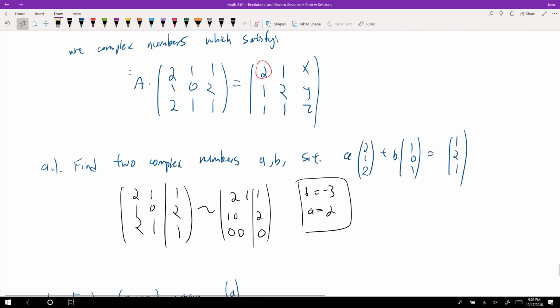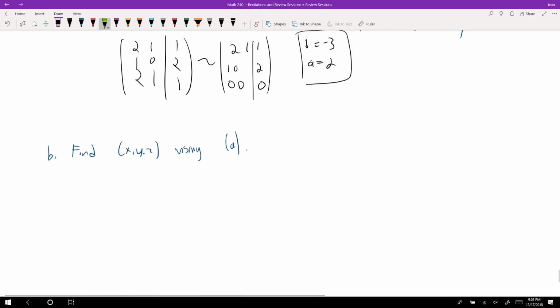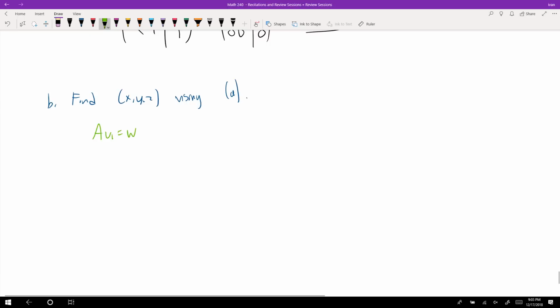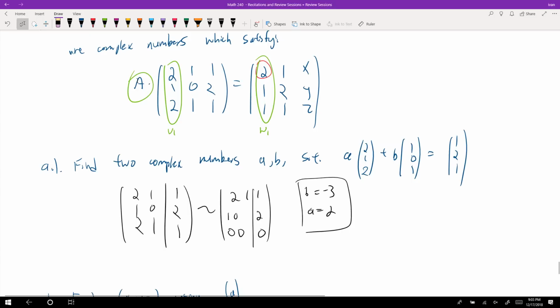This is where I distinctly remember talking about this at the beginning of the semester. We have a matrix, and you multiply by the first column of another matrix. What do you get? You get the first column, right? So if I take A and multiply by this column, I'll get the first column back. So if I call this column V1 and this column W1, I know that AV1 is equal to W1. That's always the case. That's just how matrix multiplication works.